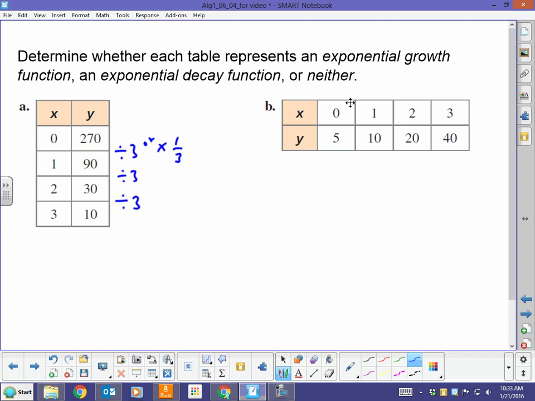Okay, over here again, 0, 1, 2, 3. These are evenly spaced out. 5, 10, 20, 40, times 2. 5 times 2 is 10. 10 times 2 is 20. 20 times 2 is 40. So this one is exponential growth. Growth because it's getting larger, and decay because it's getting smaller.